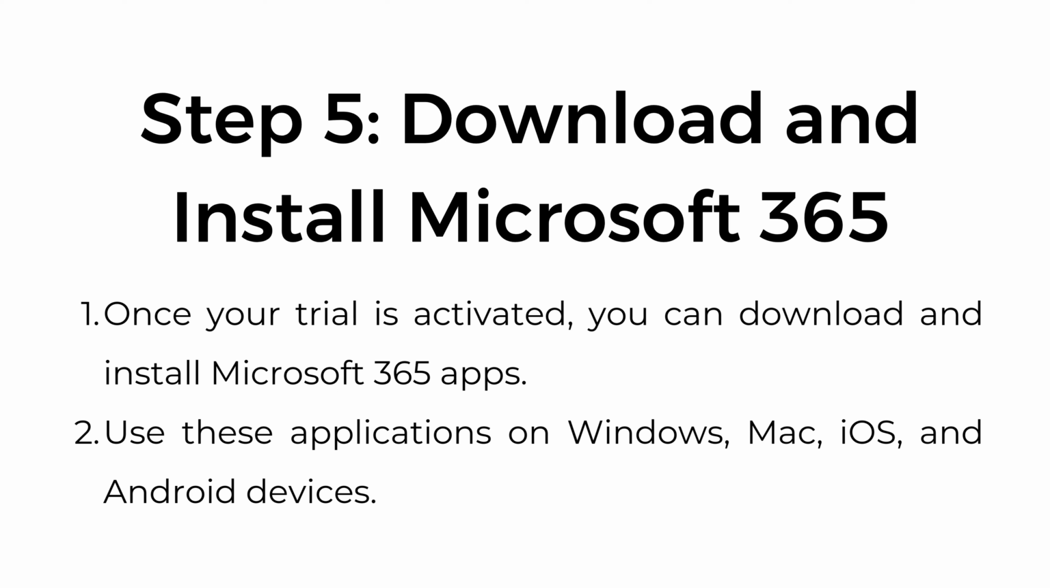Step 5. Download and install Microsoft 365. Once your trial is activated, you can download and install Microsoft 365 apps. Use these applications on Windows, Mac, iOS, and Android devices.